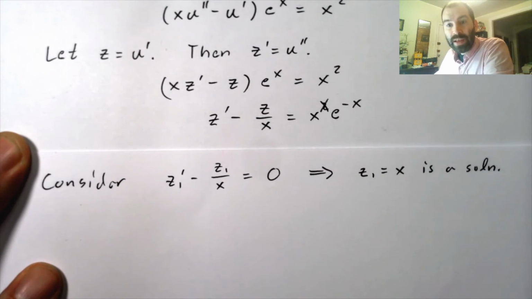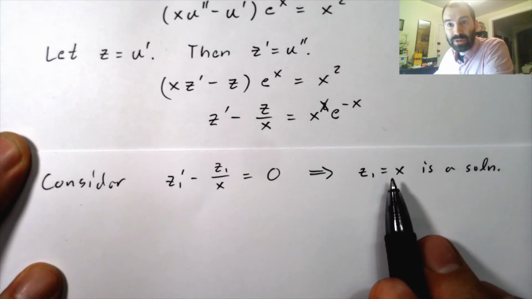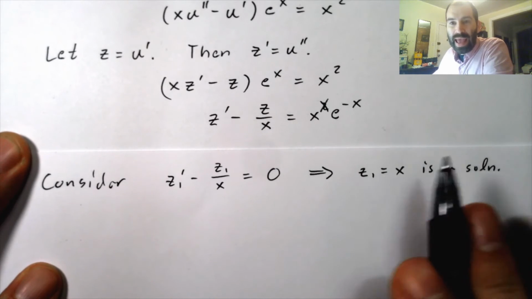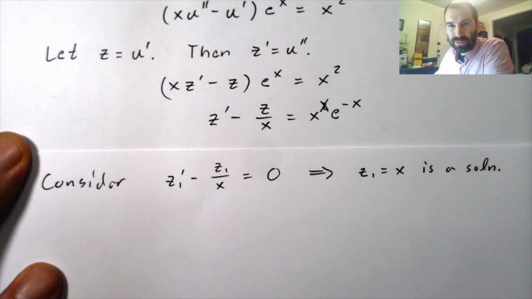z1 equals x. Now, yes, any multiple of this is also a solution, so you may have gotten c times x. However, we only need any solution. We don't need the most general solution for this method, okay?